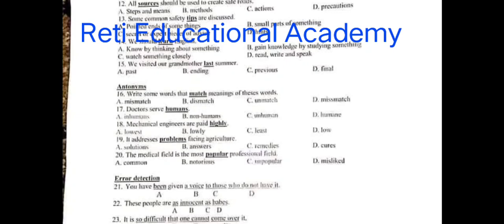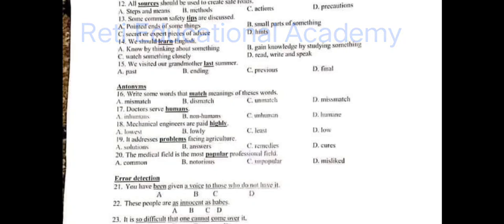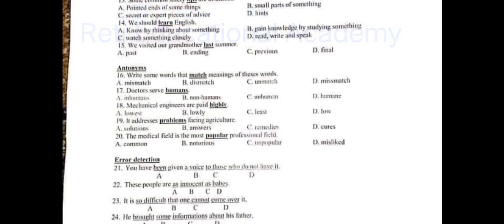Low. Question number 19. It addresses problems facing agriculture. A. Solution. B. Answers. C. Remedies. D. Cures. And the correct answer is A. Solutions. Question number 20. The medical field is most popular professional field. A. Common. B. Notorious. C. Unpopular. D. Misliked. And the correct answer is C. Unpopular.